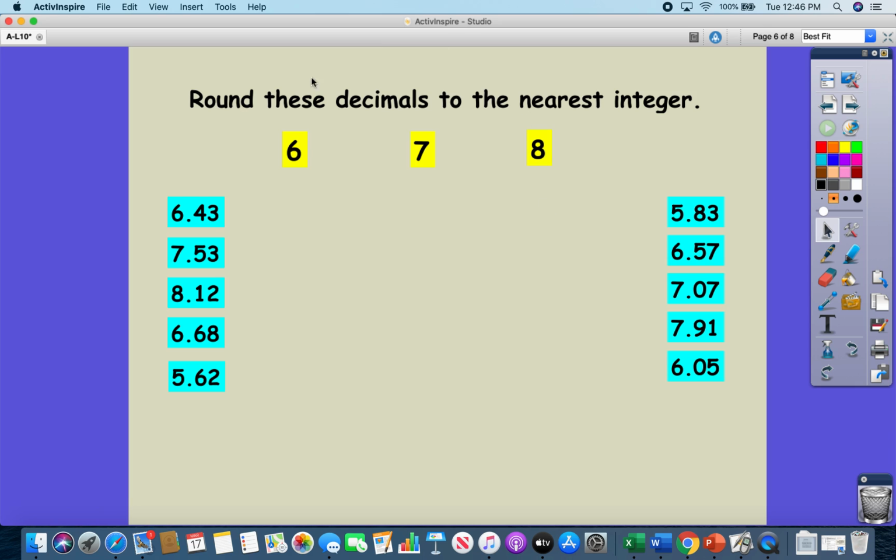Okay, this slide, I believe, is in your packet as well. Fill this out, take a picture of it, and send it to me on Portfolio or on Class Story. I can check it for you, or you can get a parent to check it, either way. But remember, we're going to look at the number. We're going to round up or down based on the number to the right. So look at this number here, 4 rounds down. So this one would stay as a 6.